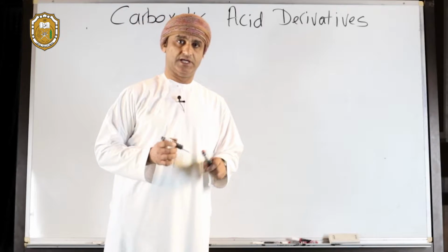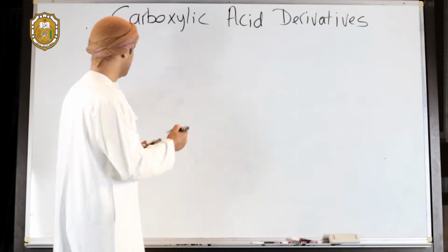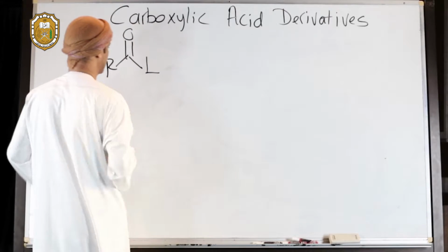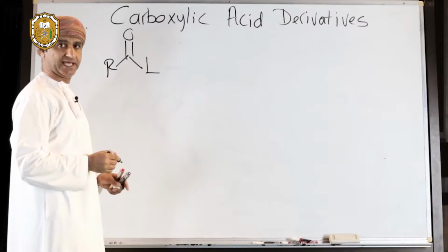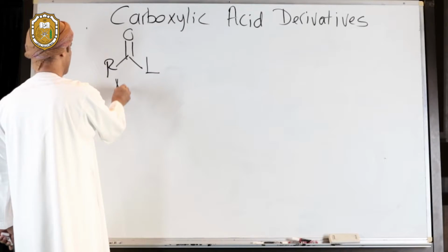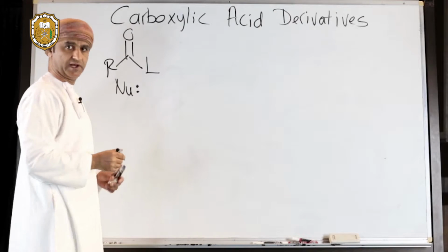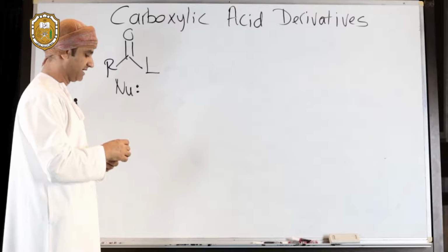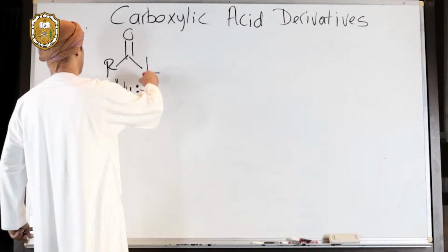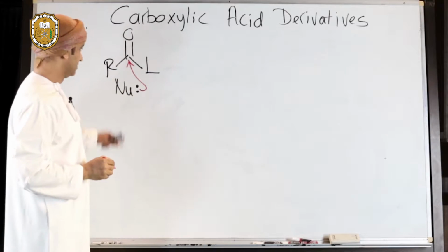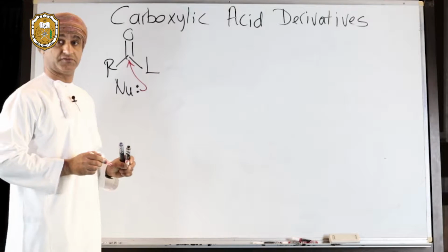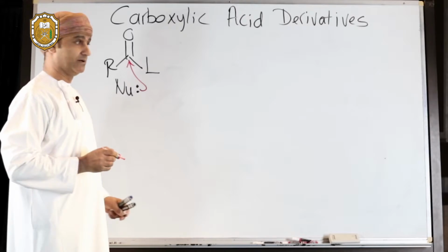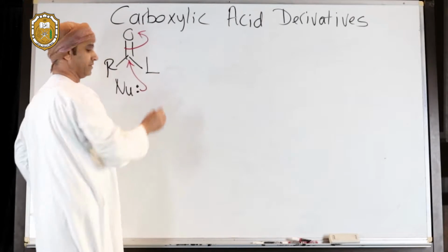Let's draw a general scheme for that reaction again. So this is the general structure for carboxylic acid derivatives, and L is a leaving group or a potential leaving group. If a nucleophile with a lone pair approaches a carboxylic acid derivative, the nucleophile attacks that carbon, obviously because that carbon is electrophilic, and it is electrophilic due to inductive effect and resonance, as we have established before. The carbonyl group is therefore broken.